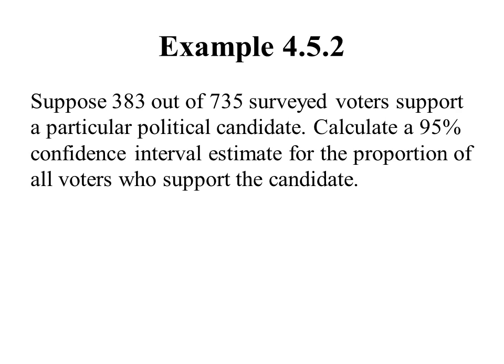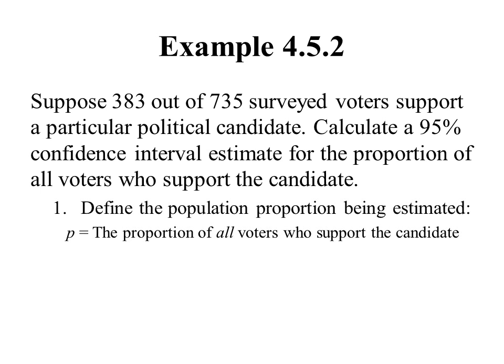So suppose that 383 out of 735 surveyed voters support a particular political candidate. So we would like to know the proportion of all voters that support this particular candidate. Using this information, we can get an estimate of that population proportion, but we want to get a measure of its accuracy. So specifically, we want to calculate a 95% confidence interval estimate for the proportion of all voters who support the candidate.